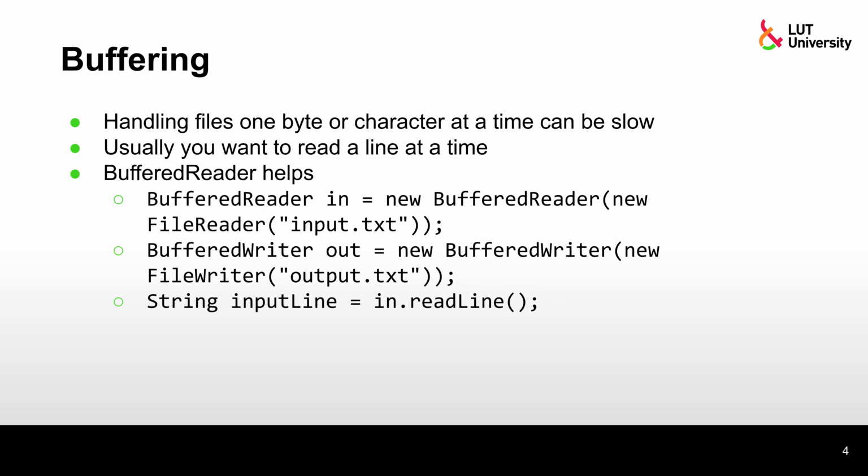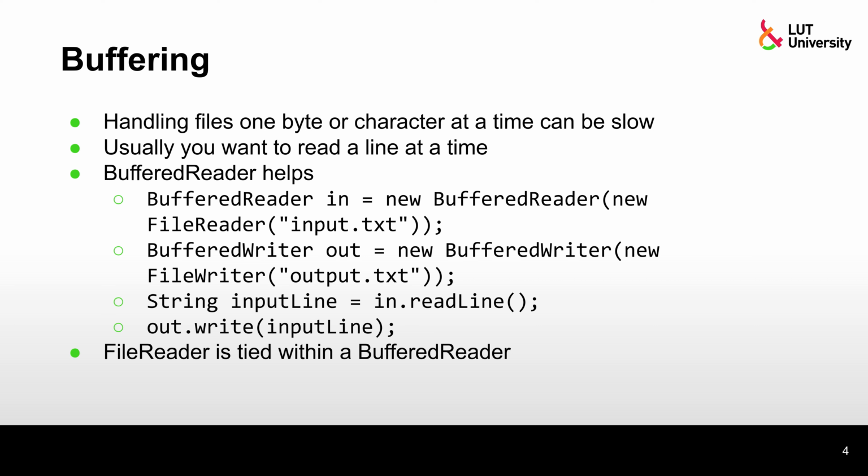Then we can read a line from input.txt through this in object. It has a readLine method and it gives us one line from that file, and that is now stored in this string inputLine. And then we can write that inputLine to another file, this output.txt, using this out object, which has this write method that writes this string to a file. So FileReader is tied within a BufferedReader, and let's have an example of these.